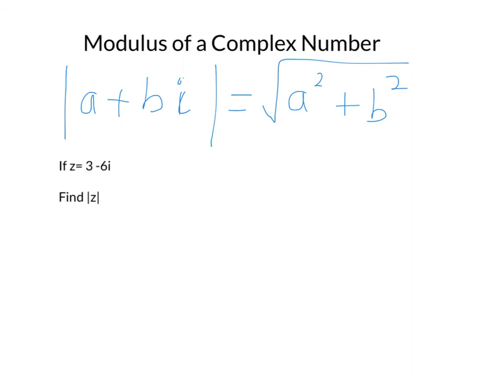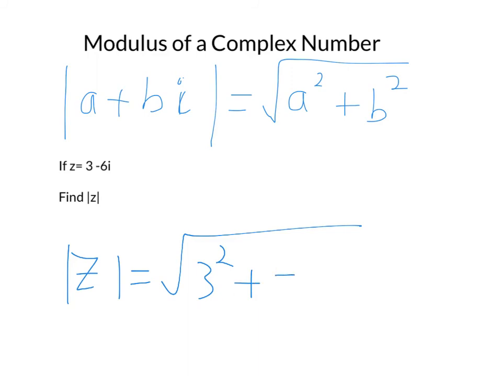So here's an example of a question now. If the number z is equal to 3 minus 6i, then find the modulus of z. So this is our complex number, and we need to find its modulus. To find the modulus, we know we need to get the square root of the real part squared plus the imaginary part squared. So we'll do that now. The modulus of z is equal to the square root of 3 squared, which is the real part, plus the imaginary part squared.